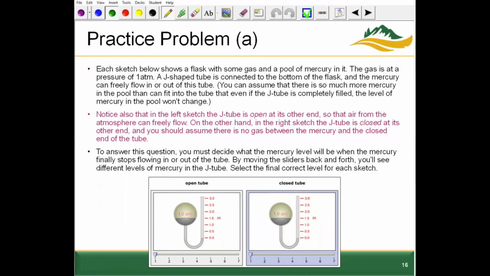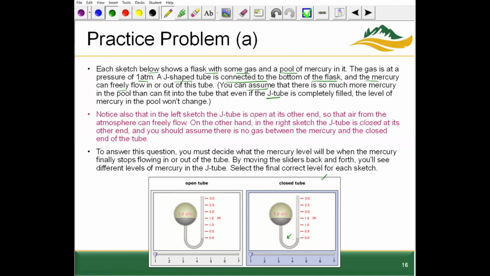In this practice problem now, we're going to talk more about these U-tubes, these manometers, also sometimes called a J-tube because the shape kind of resembles a J. In this practice problem, each sketch below shows a flask filled with some gas and a pool of mercury right here. The gas is at a pressure of 1 atmosphere. A tube is connected to the bottom of the flask that contains the gas, and the mercury can freely flow in or out of this tube.